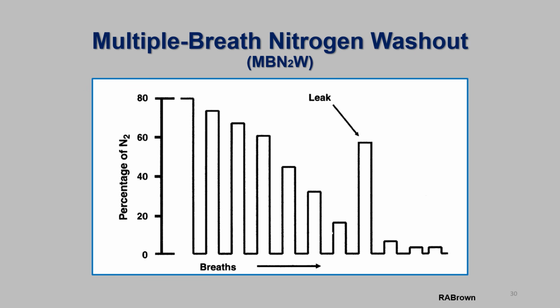This is an illustration of how a leak is depicted during the multiple breath nitrogen washout test. With this example, the leak at the patient instrument interface causes a brief rise in the nitrogen concentration. During the testing process, any rise in the percent nitrogen warrants discontinuance of the test and results should be discarded.